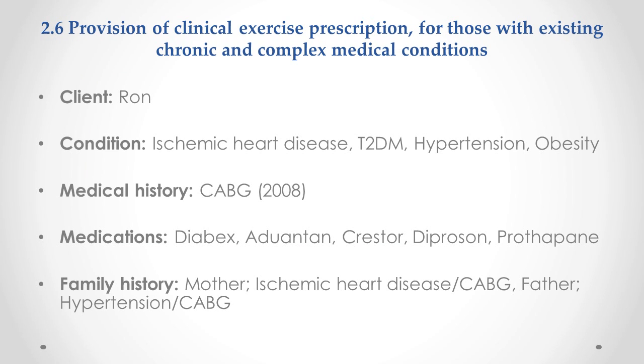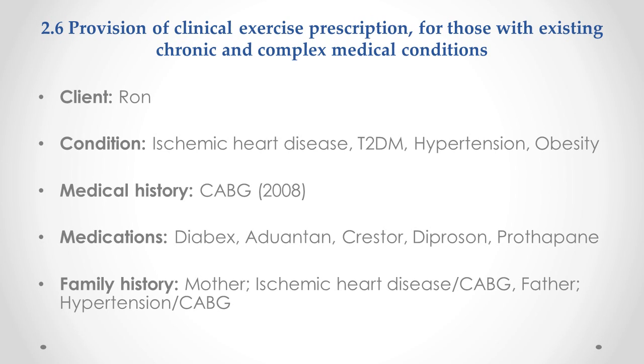Scope item 2.6 involves the provision of clinical exercise prescription for those with existing chronic and complex medical conditions and injuries. For people with these types of medical conditions, there are many considerations which should be taken into consideration when prescribing exercise. These include the extent of the disease, the major symptoms, comorbidities, medications, and safety of the client.